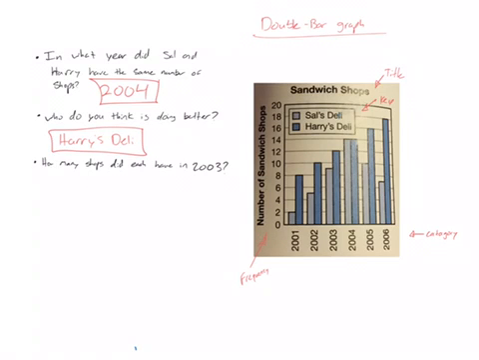And then the last one says, how many shops did each have in 2003? So I'm going to look here, 2003. Sal had between 8 and 10, right? This line represents 8, and this line up here represents 10. So that means Sal had, well, between 8 and 10 would be 9. And then Harry, at that same time, looks like he had up to 12. So Harry had 12.